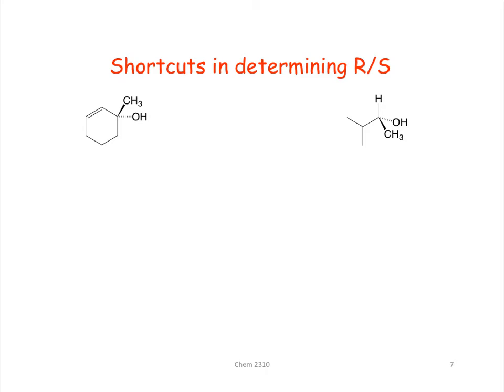Okay, so let me show you just a couple of shortcuts that we can do, right? The trickiest part of this sometimes is flipping the molecule over to be able to put the number 4 priority, the lowest priority group, in the back. So there are some ways that we can get around that. All right, so let's look at this first example.